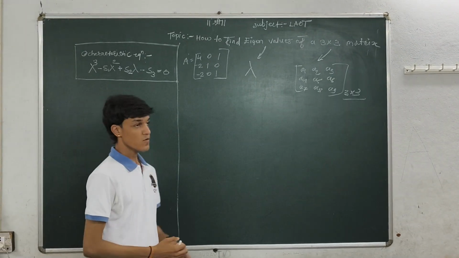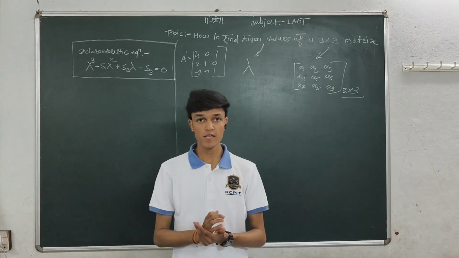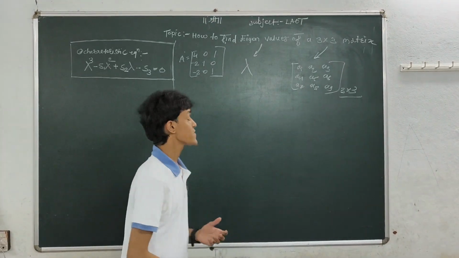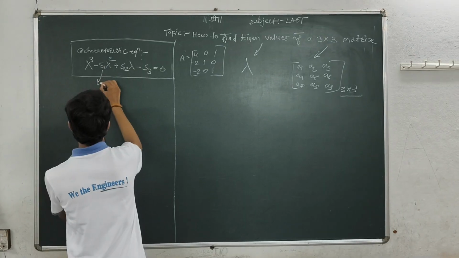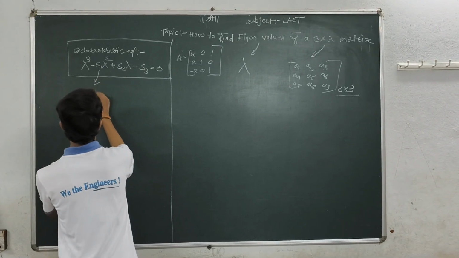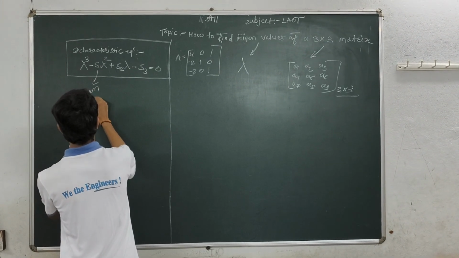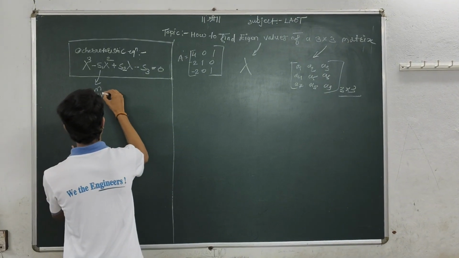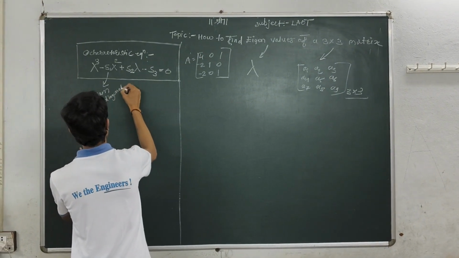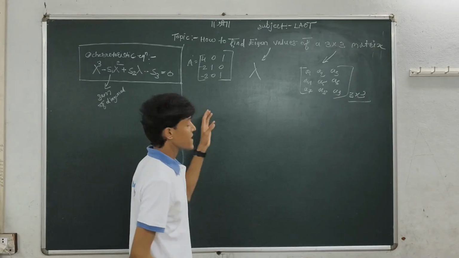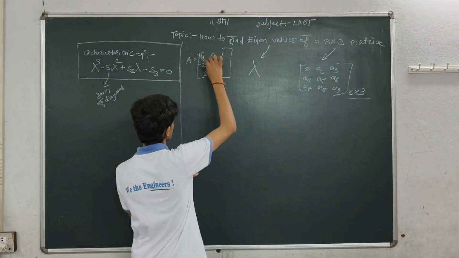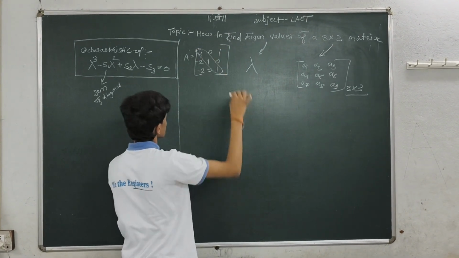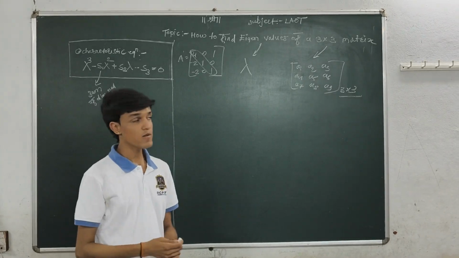So now what we have to do? We have to find the values of S1, S2, and S3. Now what is S1? S1 is the sum of the diagonal. So these are the diagonal values of a matrix, and we have to find the sum of the diagonals.